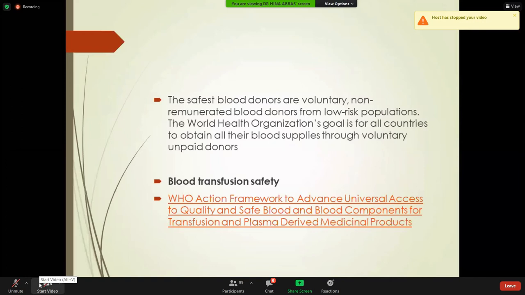Why voluntary unpaid donors? I'm asking you students and nobody is replying. You have no idea why voluntary unpaid donations, and why they don't want blood donations to be collected against some money or some advantages that might be given to the donors. No idea?